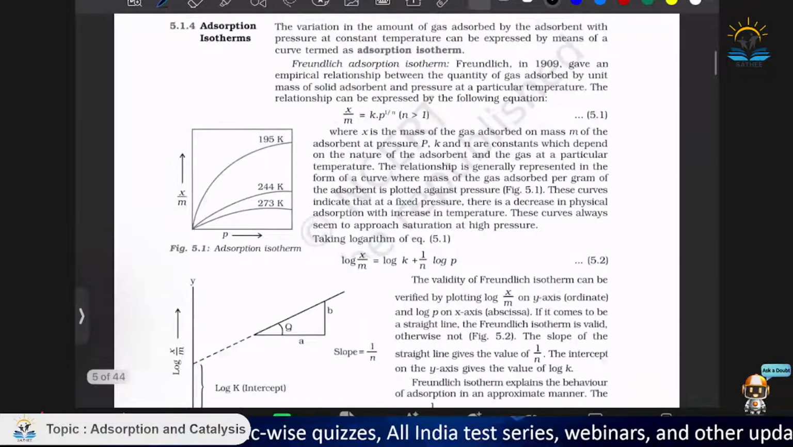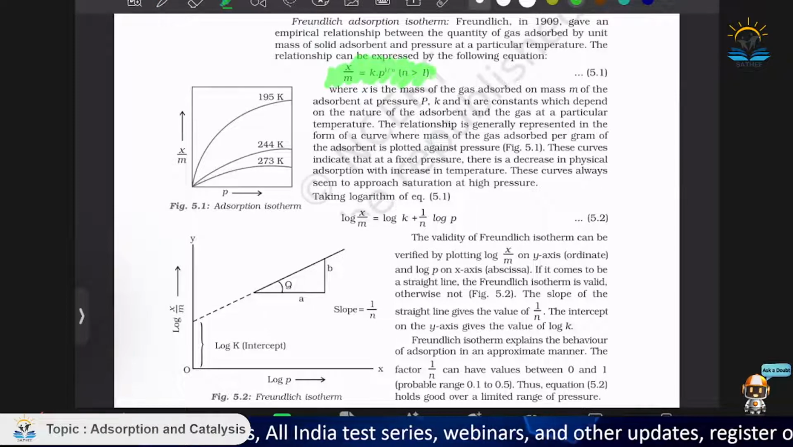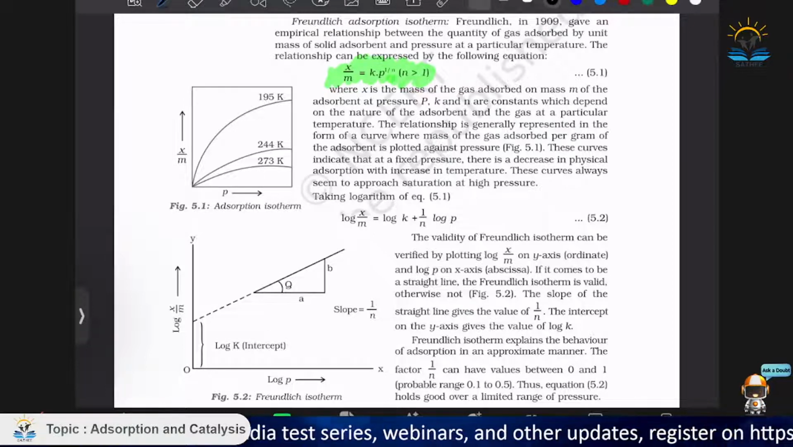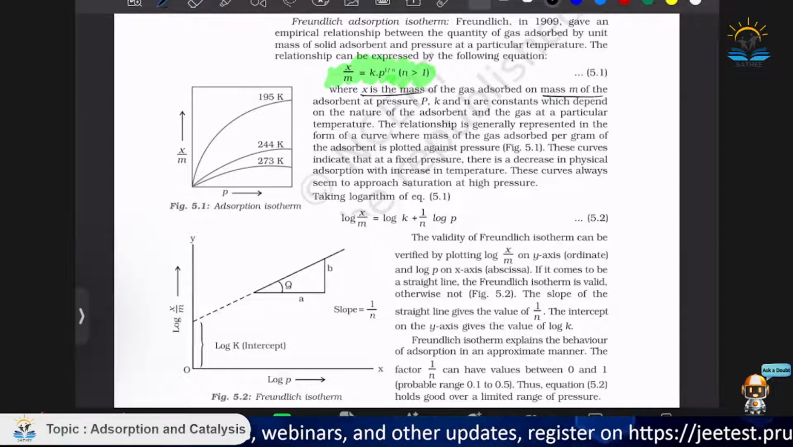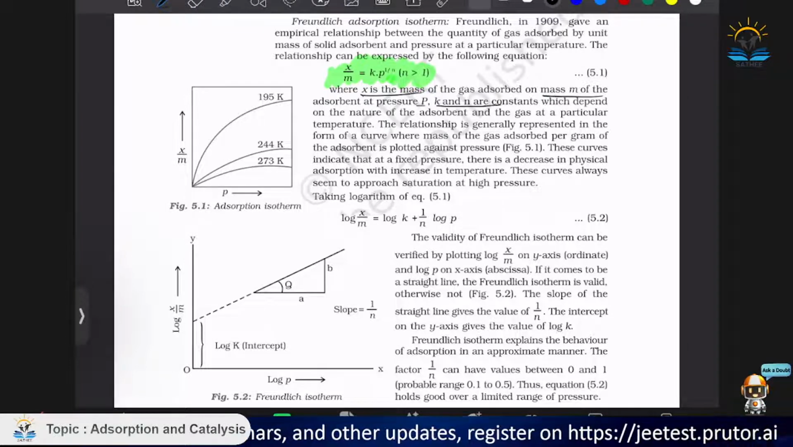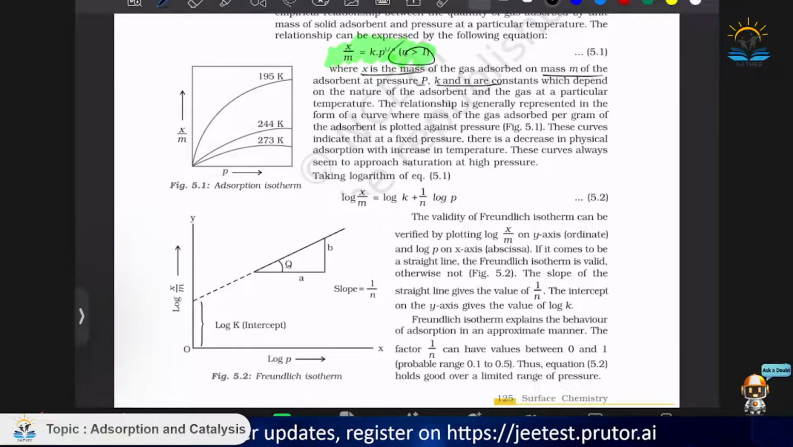Then there is adsorption isotherms. Just remember this equation, Freundlich adsorption isotherm equation. The x is the mass of the gas adsorbed on mass m of the adsorbent at pressure P. K and n are constants. Okay. n should be more than 1 here.